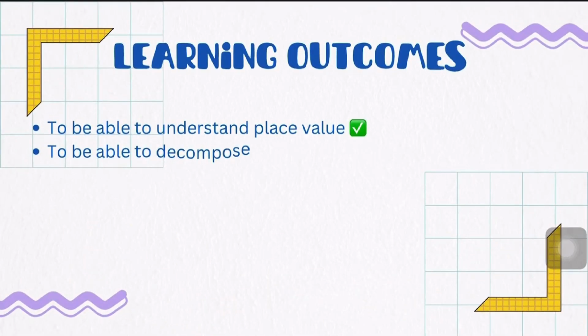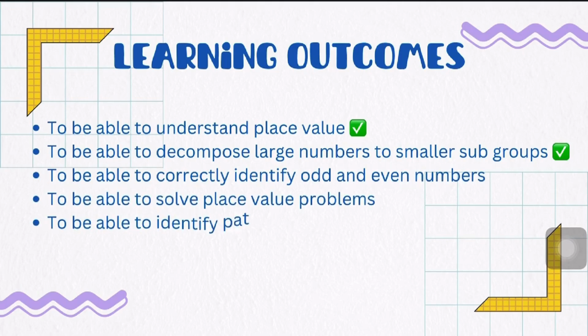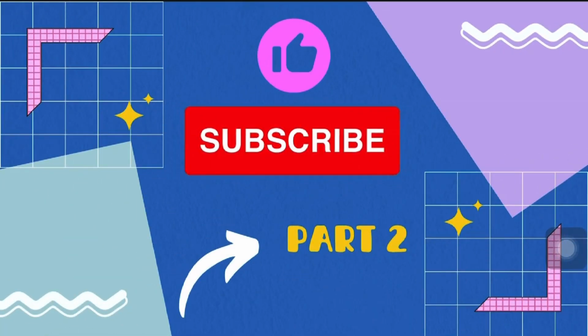By the end of this part of the video, you should be able to understand place value as well as be able to decompose large numbers into smaller subgroups. We will continue on to the next topic, odd and even numbers, in the next video.